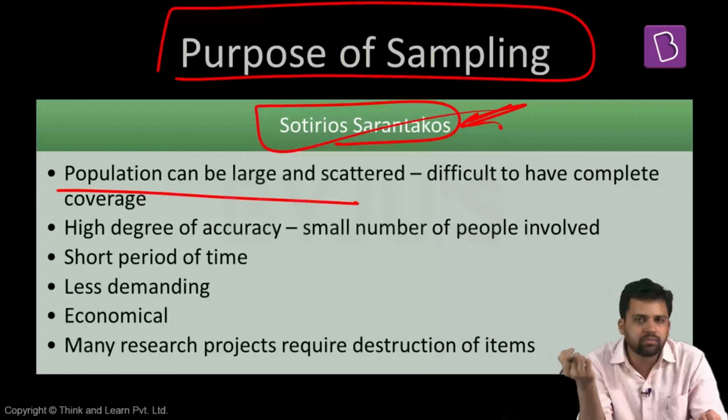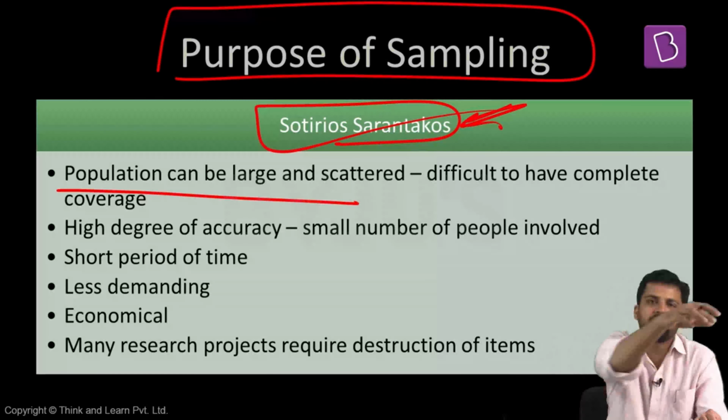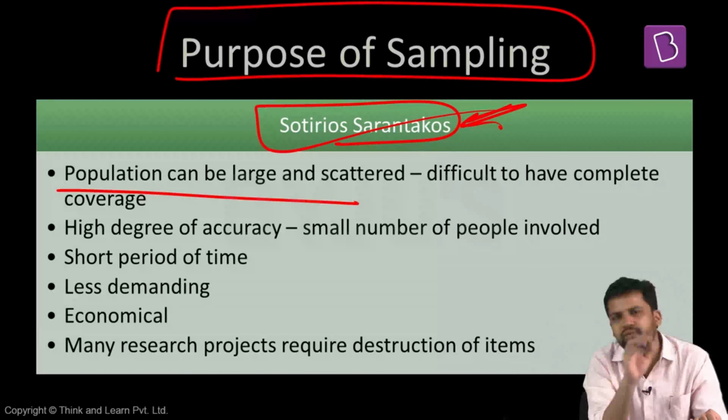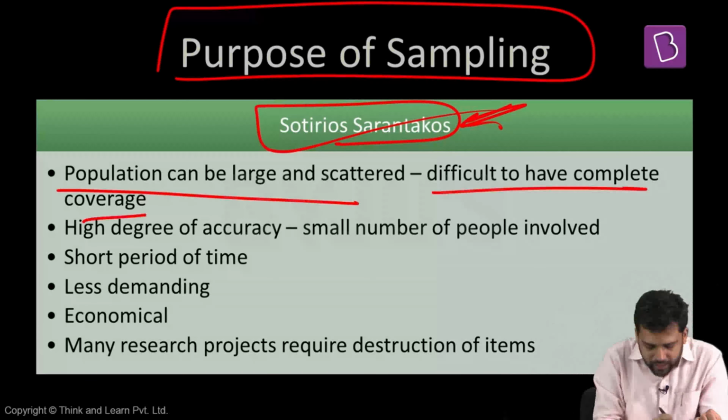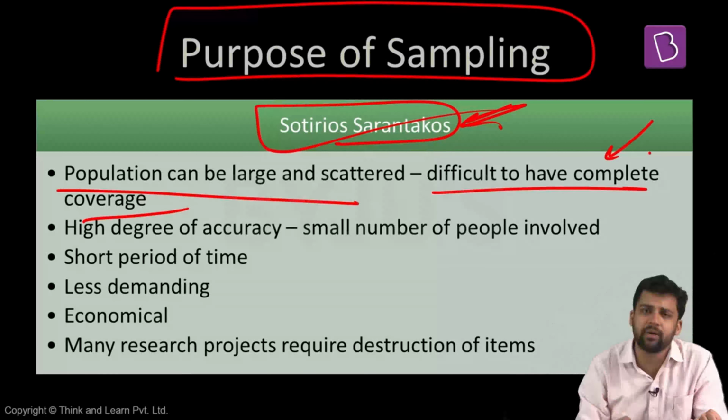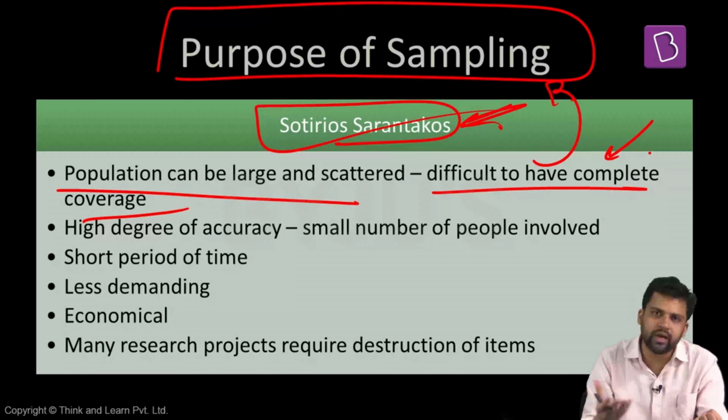First thing, the population can be large. Studying each and every individual component of the population might not be easy. Apart from this, the population can be scattered across geography. You cannot go to each and every individual and get data. Even if you are able to, it will be very expensive. So going for complete coverage is not possible. Even if it is possible, it will be very difficult. It will be time consuming and resource consuming. So in that scenario, the next best alternative is going for samples.